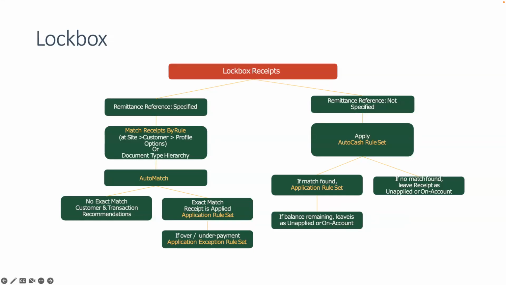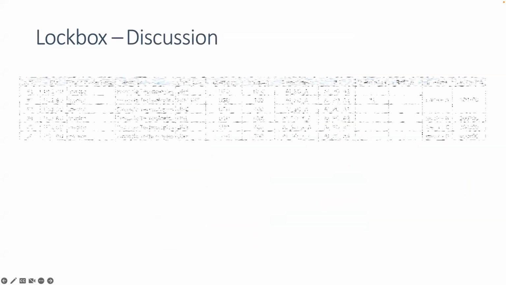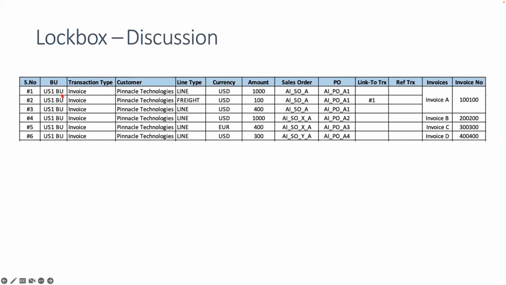Now, to just give you an example of this, you can imagine that you've got these transactions coming through from the bank. Just look at these invoices carefully. So we have these transactions coming in: invoice A, invoice B, invoice C, invoice D.